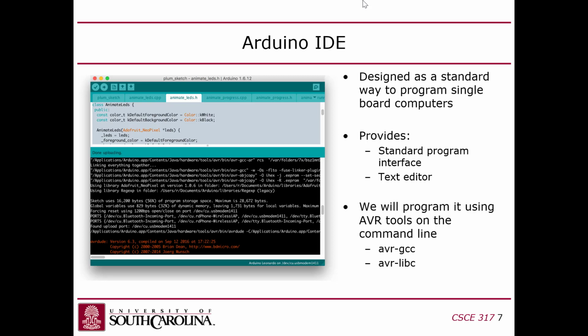So instead of using that, we are going to be using the command line tools, and we'll be using the AVR compiler and the AVR libraries. That way we can just write C code in the text editor of your choice, and then we'll be giving you some makefiles that will compile that for the AVR chip and allow you to program the AVR chip. You guys with me? All right.